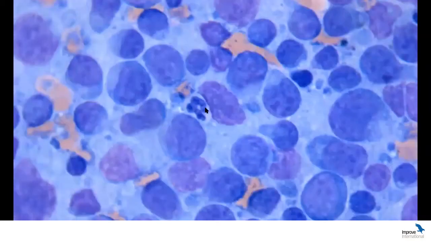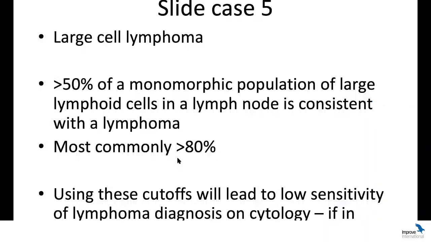Just another example, another field in the same smear. So again, I try to include my neutrophil so we can do that size comparison. And here we almost have to hunt for the small lymphocyte. So here's a small lymphocyte. There's another small lymphocyte on the left-hand side, and a couple at 6 o'clock, there's another one there. But the majority, again, here are large lymphoid cells, so that's characteristic for lymphoma.